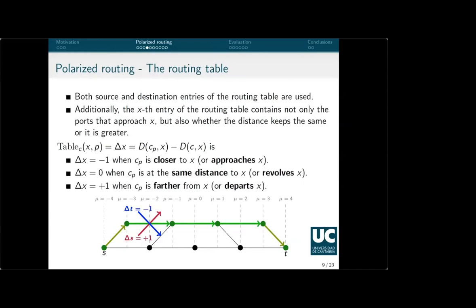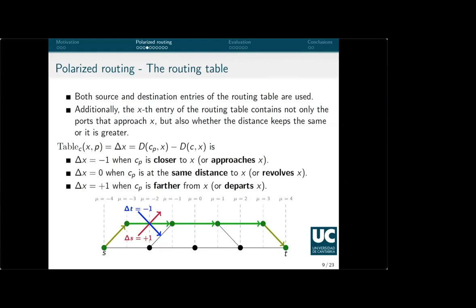We make a further extension to the table, which is to provide information about whether the neighbor is closer or farther by the same distance than the entry is, instead of just about being closer. That is, we store in the routing table of router C, corresponding to router X, and for port P, a -1 when the neighbor is closer to X, a 0 when the neighbor is at the same distance to X as before, and a 1 when the neighbor is farther from X. We also denote it as whether the neighbor approaches X, revolves X, or departs X.